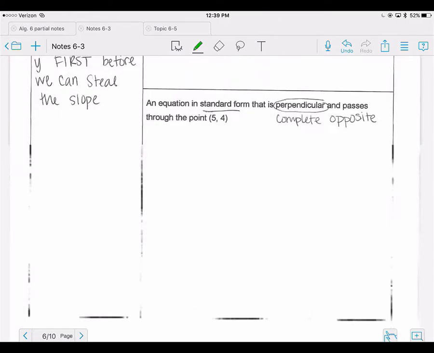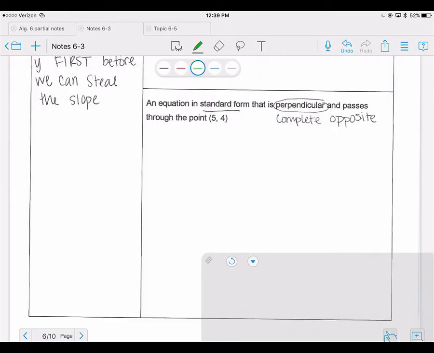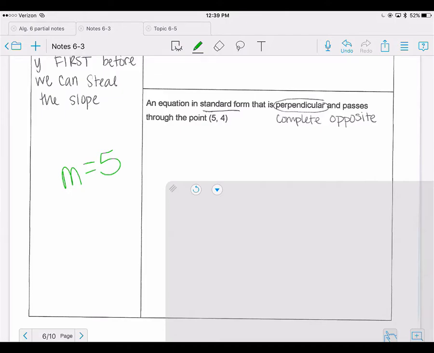Distribute 5 times x, 5 times negative 5, and then add 4 to both sides to get my final new equation. On the bottom, they're asking us to ramp it up quite a bit. Not only do they want this in standard form, but they want it to be perpendicular. Now remember over here on the left side, my slope was 5. So a perpendicular slope is a complete opposite, or a flop. So positive turns to negative, 5 over 1 turns into 1 over 5.